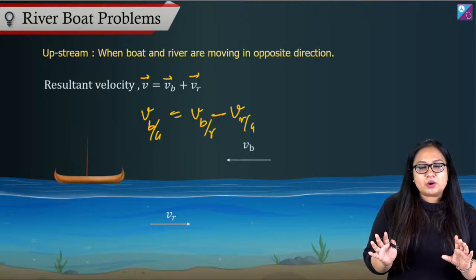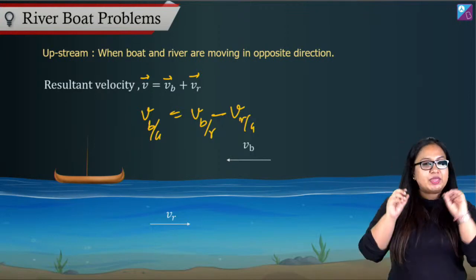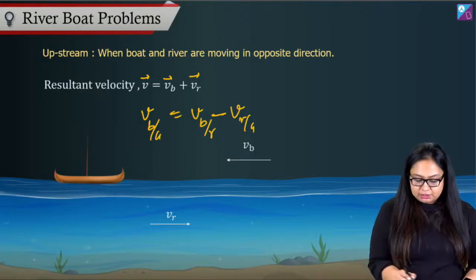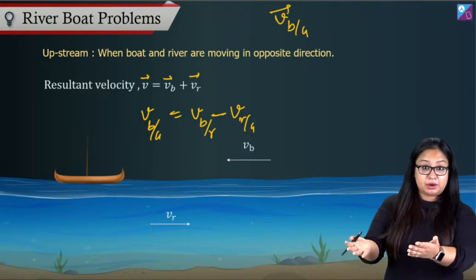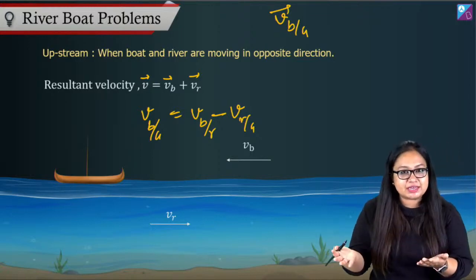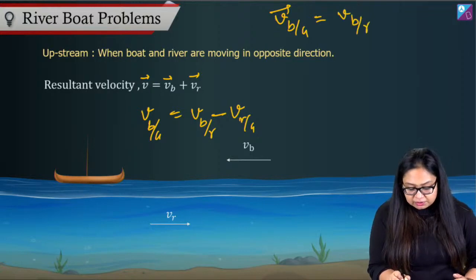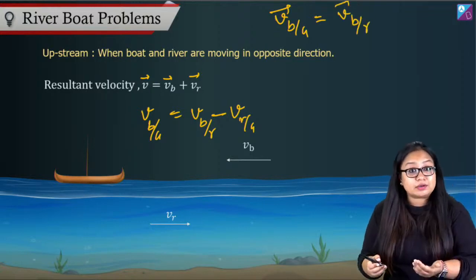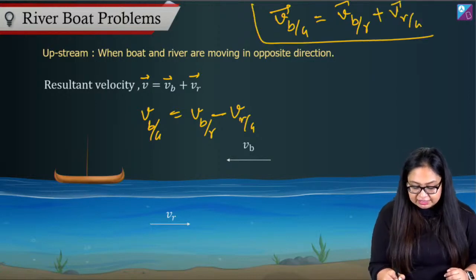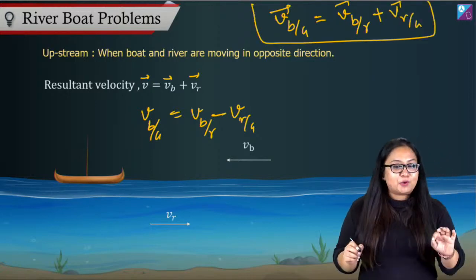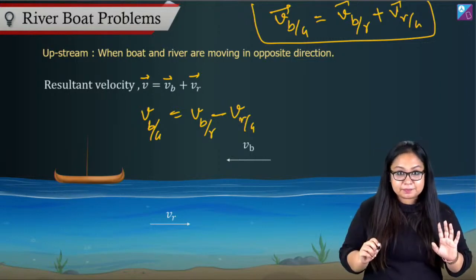If I'm talking about upstream and downstream motion, effectively we got one equation. Velocity of boat with respect to ground, when you're observing a boat with respect to ground, is equal to velocity of boat with respect to river, velocity of boat in still water, plus velocity of river with respect to ground. This is the vector relation that we get. Now, if both vectors are in the same direction, their magnitudes get added up. So what do we get?